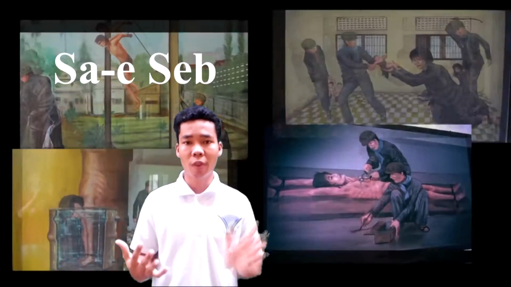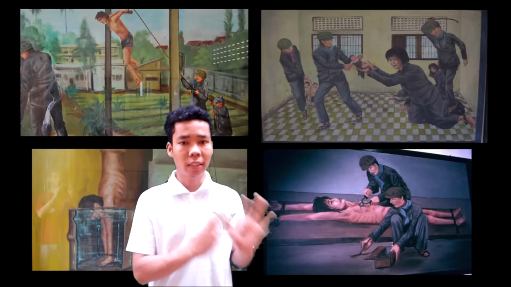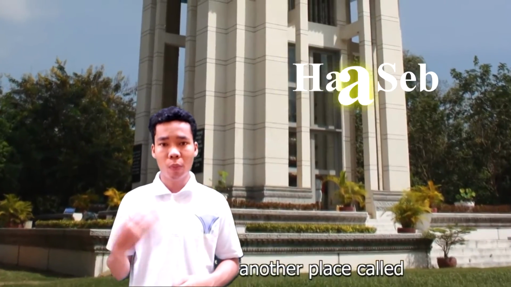But when you go 41, 42, cut off the Seb. Say Sae Mu-oy, Sae Bp'ee, Sae Bei, Sae Buon, Sae Pram, Sae Pamuy, Sae Pal, Sae Bei, Sae Buon.